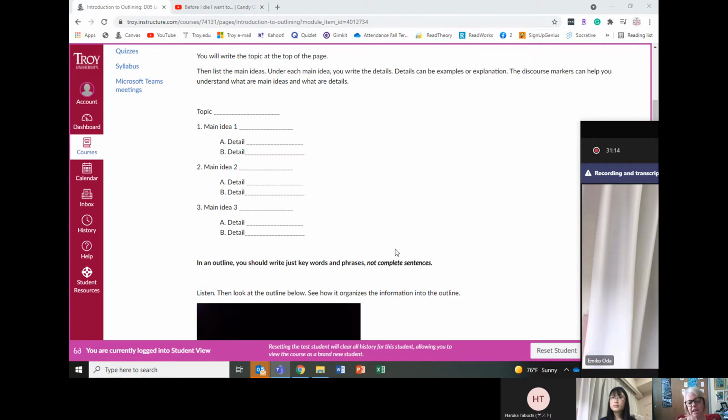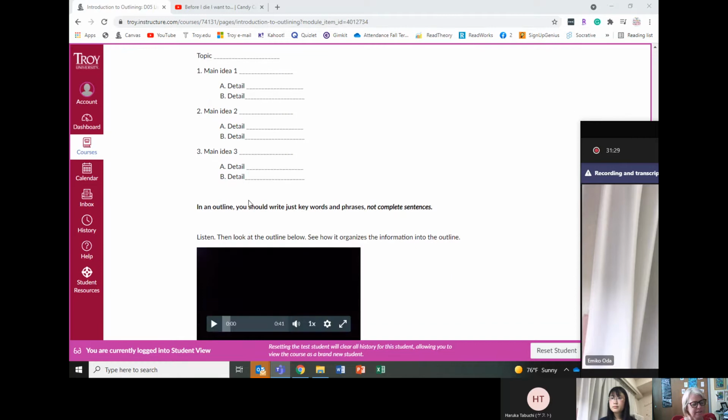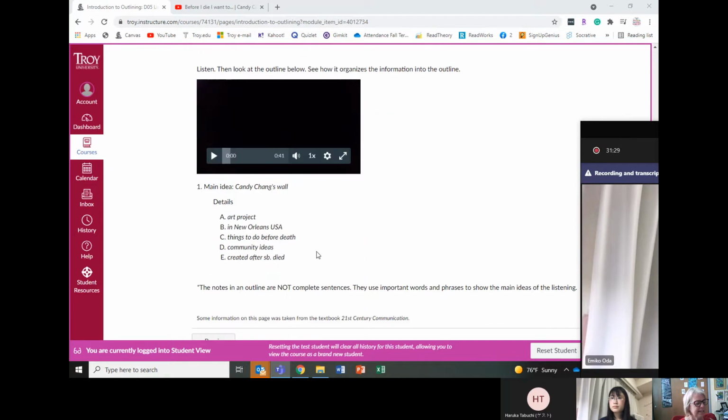So when I talk about stressed, I mean they are said louder or they're longer, and sometimes we spell them. So that helps us to understand. So here's our outlining, and then we have a little outline below and how it organized her information. Main idea was her wall, okay, and different details. It was an art project.